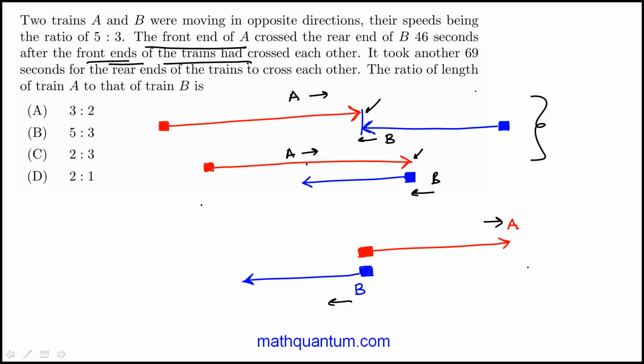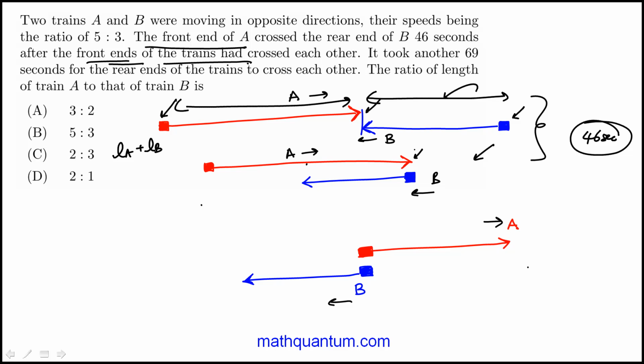So we're going from this situation to that, and the question is, it takes 46 seconds. And what's the distance that's traveled? The way I like to visualize it is to look at the rear ends. The distance between the rear ends when the front ends meet is the sum of the lengths of the two trains, LA plus LB, this plus that.